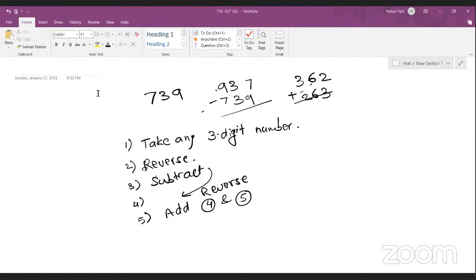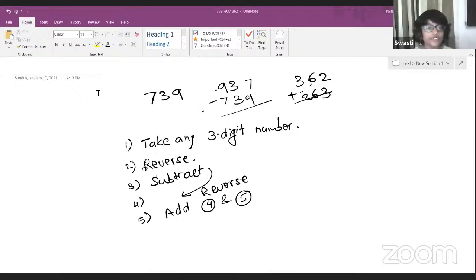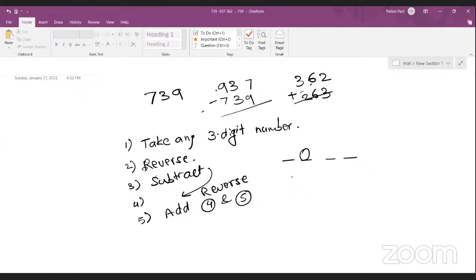If you take any 3-digit number, then it always... Don't tell the answer, but I will guess it. So the second digit of that number is 0. Am I right? Jayashree? No, it comes to 999. Can you check your calculations again? Okay.